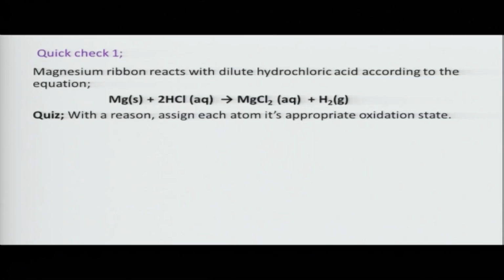Magnesium ribbon reacts with dilute hydrochloric acid according to this equation. You see, this is a compound, this is a compound, and so on. With a reason, assign each atom its appropriate oxidation state.